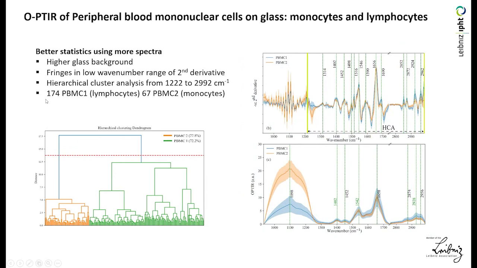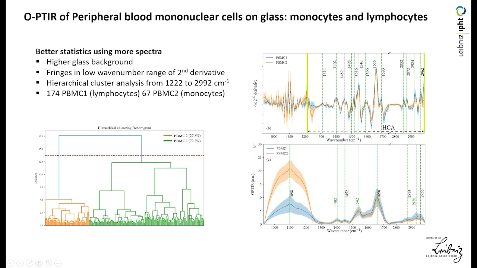Yeah, so all together we collected 241 spectra, and this was required for the chemometric data processing, such as hierarchical cluster analysis.